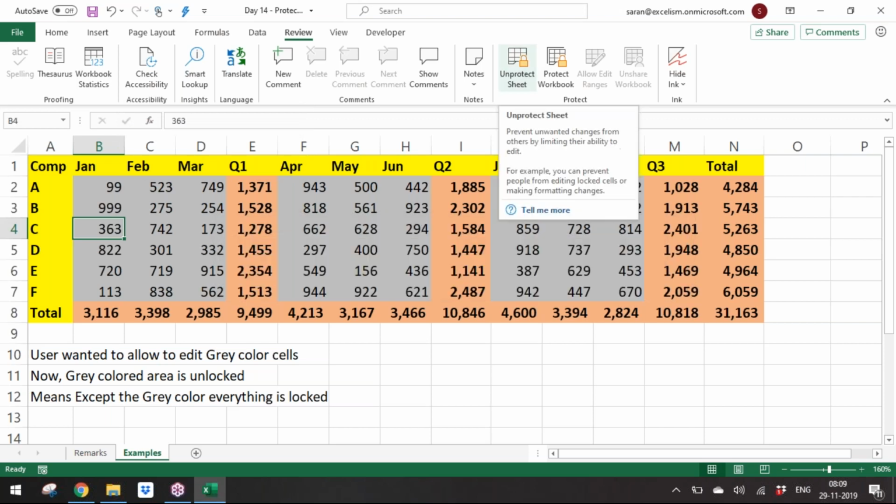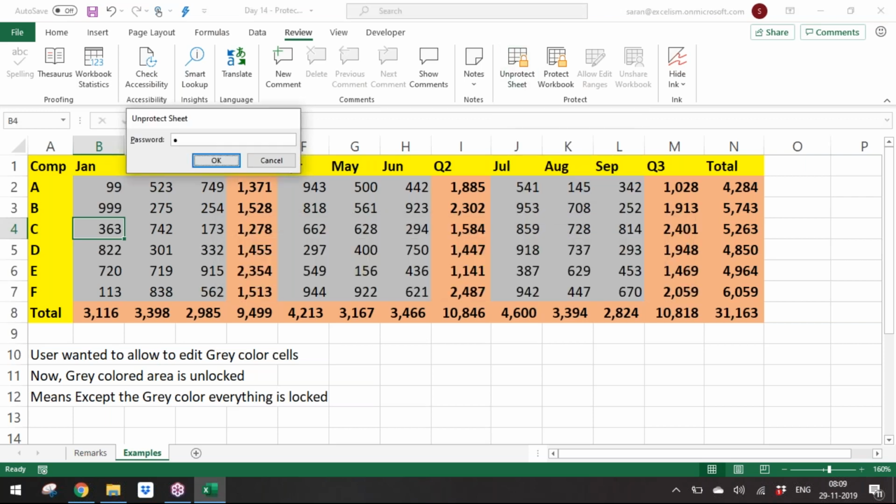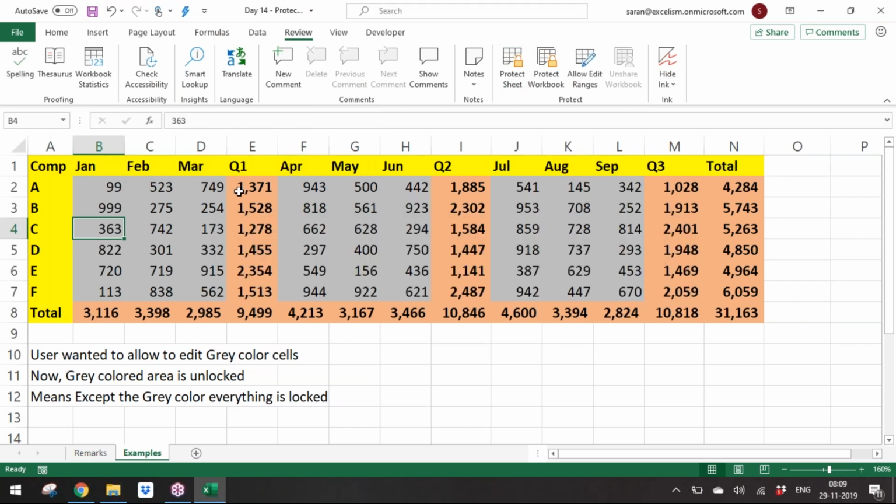Password is incorrect. Why? I'm sorry, I think I've given a wrong password. Yeah. Now, this is the first type of protection.